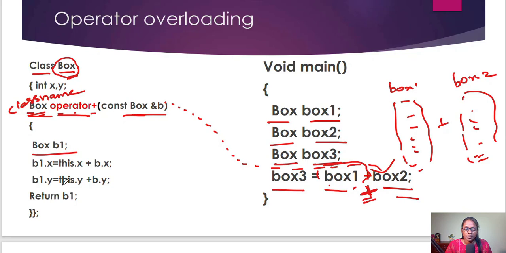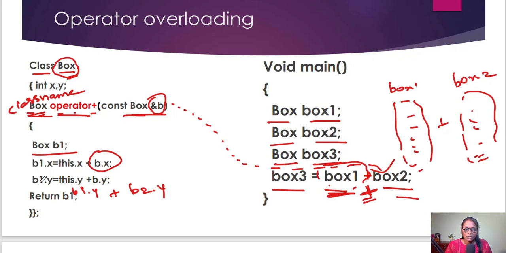So now I created an object v1, and v1 dot x equal to this dot x. This means the current object, this box 1. This box 1 dot x plus this b. Okay, this b is nothing but box 2, so box 2 dot x value, and then current object b1 dot y plus b2 dot y.